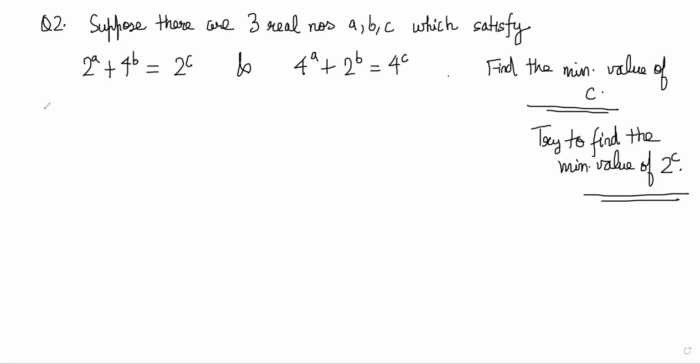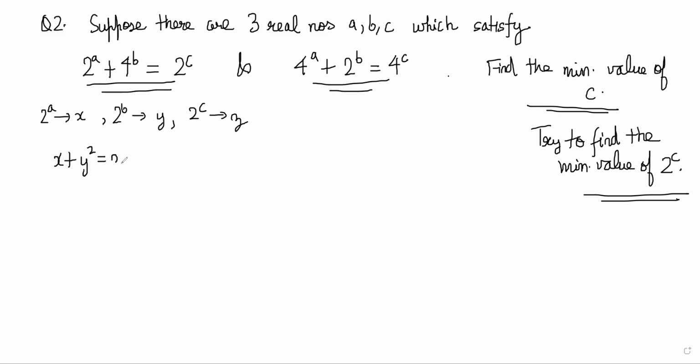The way you can do that is by calling 2^A as X, 2^B as Y, and 2^C as Z, right? Then the equations here will transform like this. They will become X plus Y squared equal to Z, and the second equation will become X squared plus Y is equal to Z squared, right? So these are the two new equations once we have made a change of variable here.